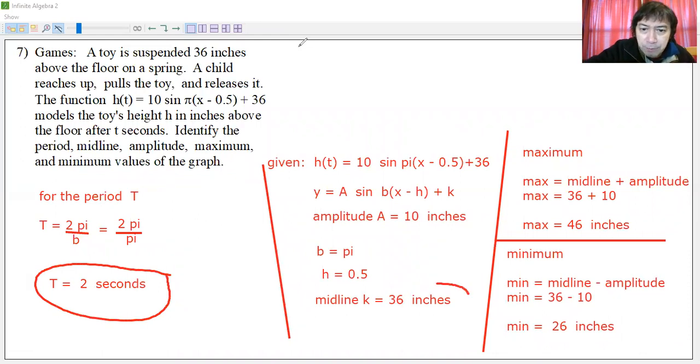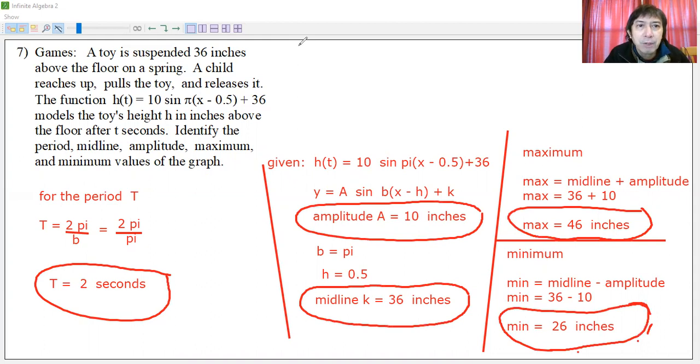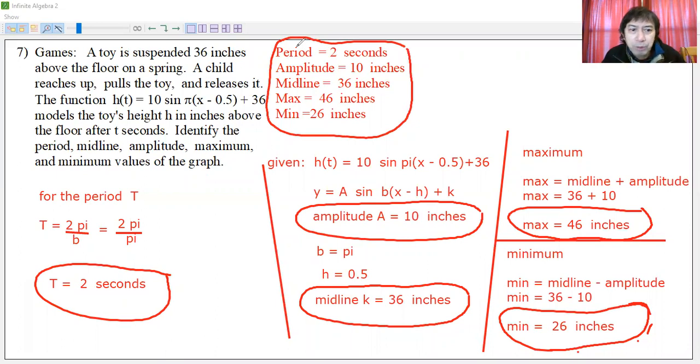We have the midline 36, amplitude of 10, maximum of 46, minimum of 26. There. All right, so we can check and verify from the computer's database. At the center of the screen, you can see the answers. Period is 2 seconds, check. Amplitude is 10 inches, check. Midline is 36, check. Maximum is 46, minimum is 26. All right, so that completes our number 7.